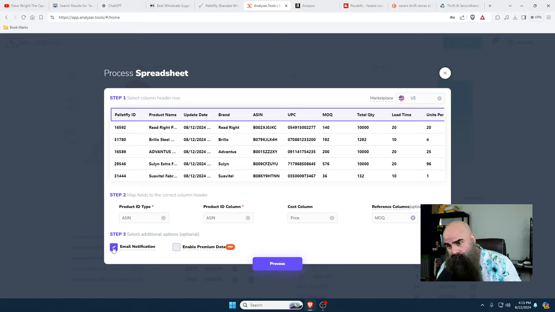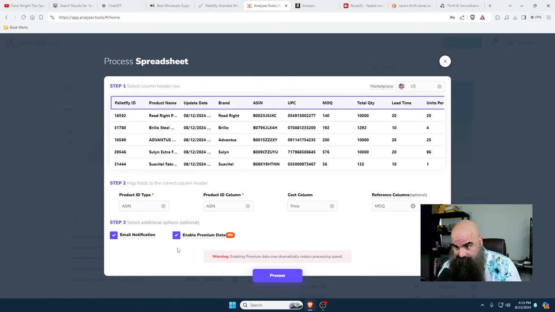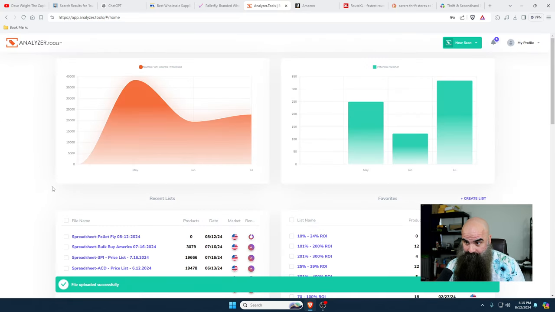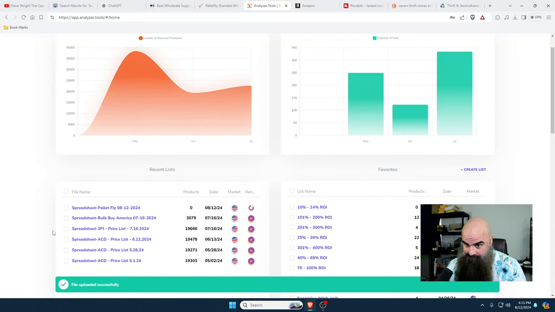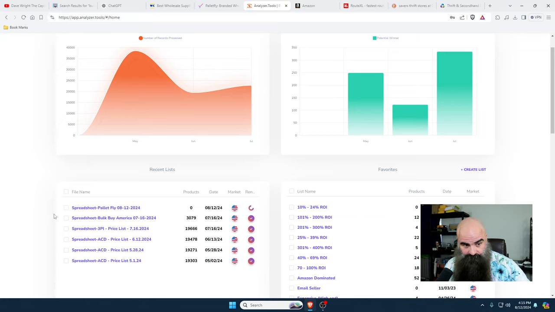I want an email notification when it's finished. And because I have the pro version, I'm going to enable premium data, which is going to pull a lot of data into the spreadsheet that we normally have to gather manually. And then you hit process. This is going to start immediately processing that file. Now, this is going to take a little bit. I could have got this started a little bit earlier.